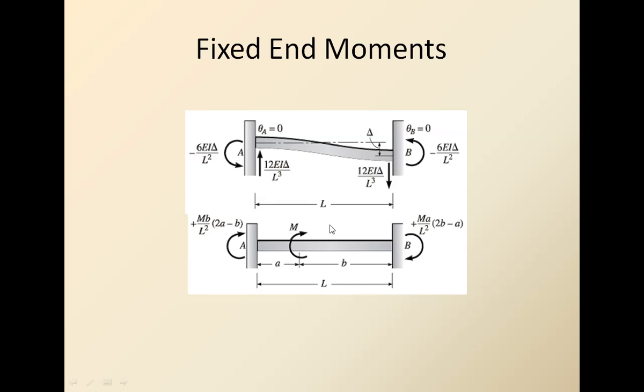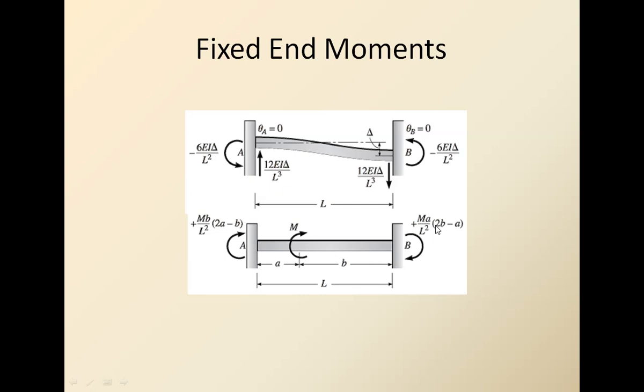And if the beam is subjected to an applied moment, then what is the fixed end moment? Whenever the beam is subjected to an applied moment, the support moment also will be in the same direction. Suppose if there is a clockwise moment in the span, then the support moment also will be in the clockwise direction. Here I have given you the value of the fixed end moment: at the left support, M b multiplied by (2a minus b) divided by L squared. At the right support, M a by L squared multiplied by (2b minus a).